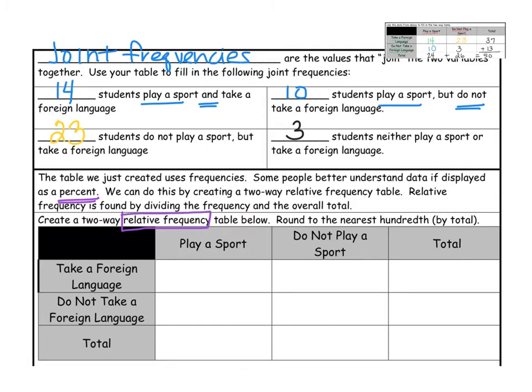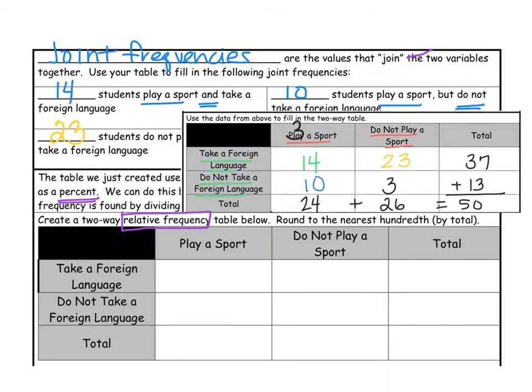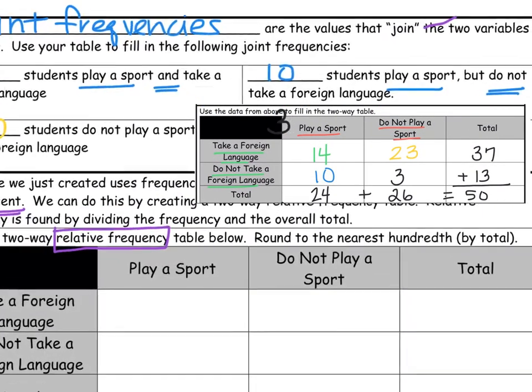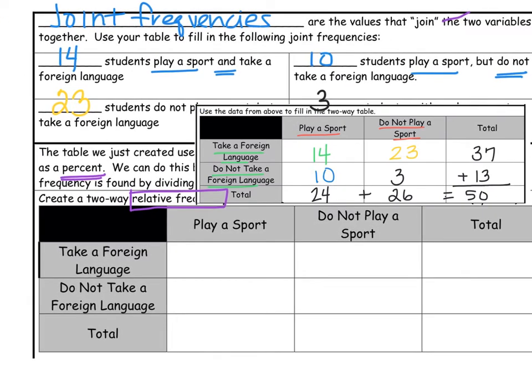The relative frequency table is found by dividing the frequency by the overall total. So let's go back to our frequency table up here. I've got some numbers messed up there, but that's okay. So to do our relative frequency table, students who play a sport and take a foreign language.